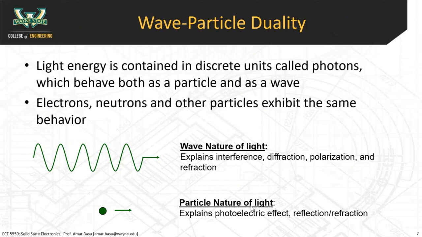Physical phenomena and experiments that show the wave nature of light are things like interference, diffraction, polarization, and refraction of light in lenses. Those are all things that waves do. And there are other effects, like the photoelectric effect and some things about reflection and refraction, splitting atoms. Those properties exhibit the particle nature of light. And as I mentioned, this wave-particle duality also exists with electrons and neutrons and other particles.